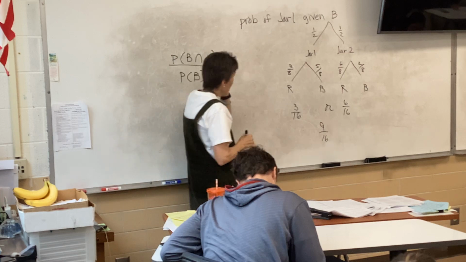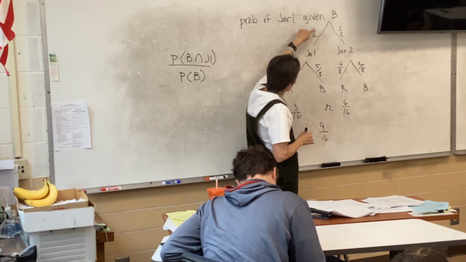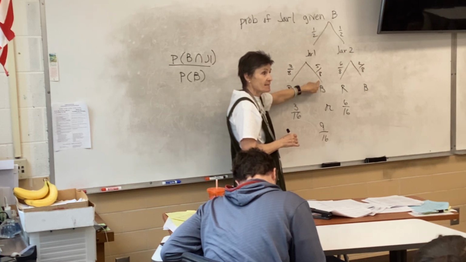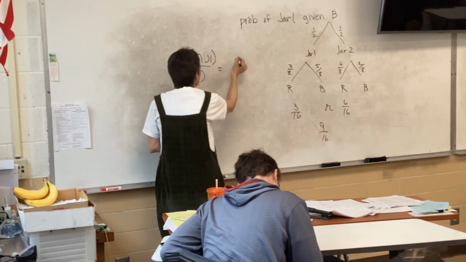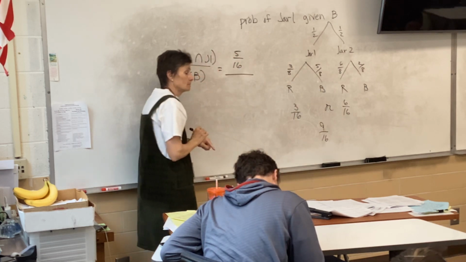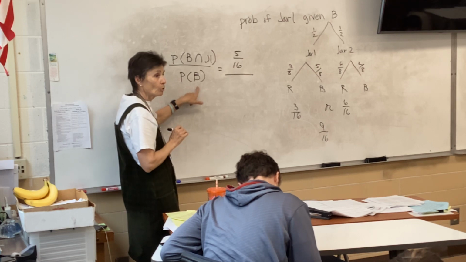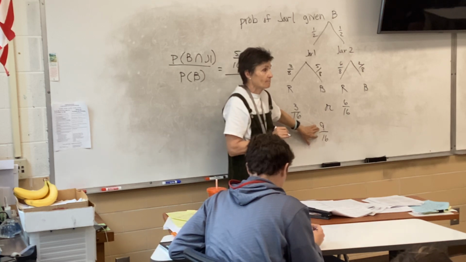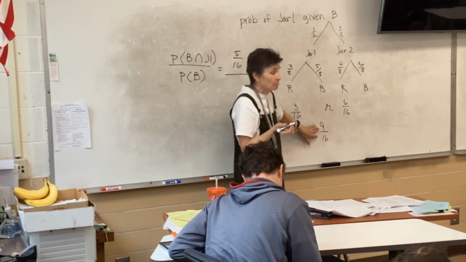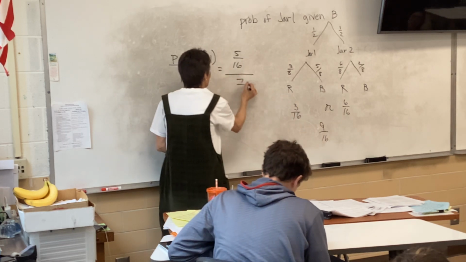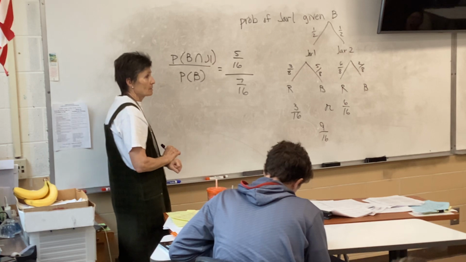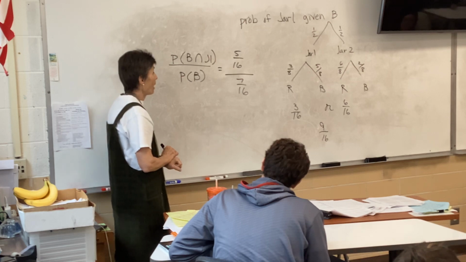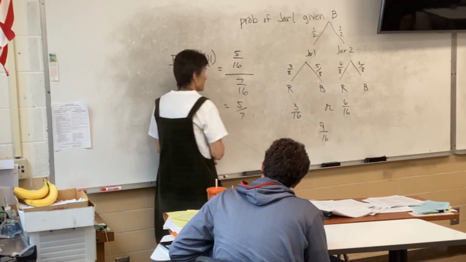Okay, so what's blue and jar 1? Blue and jar 1 would be 5/16. So that's my numerator. What's the total probability of blue? Now, the total probability of red was 9/16. So what would the total probability of blue be? 7/16. So, given that you got a blue ball, the probability it came out of jar 1 is 5/7.